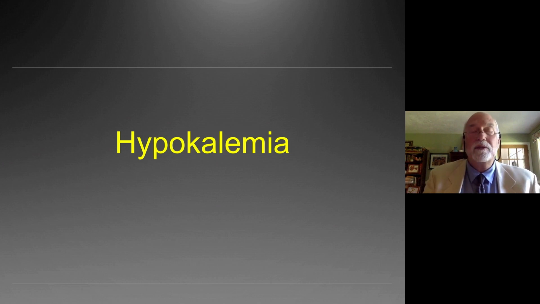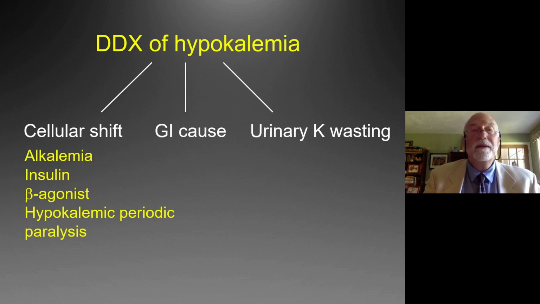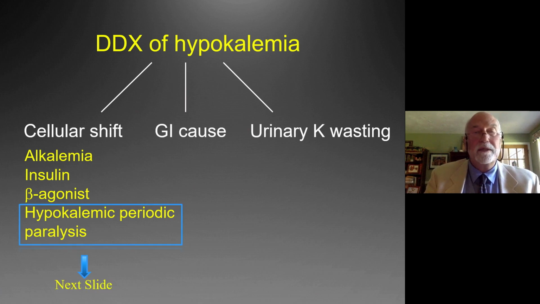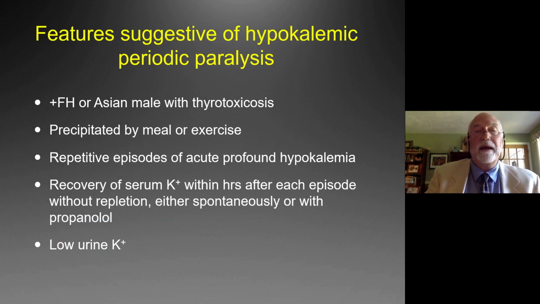Okay, in the final few minutes, we're going to talk about hypokalemia. And here, it's similar in that the cellular shift is the opposite to what we saw with hyperkalemia. This will be enhanced by alkalemia, where potassium will be taken up by cells, insulin, beta agonists, a rare condition called hypokalemic periodic paralysis that we'll mention briefly for the sake of board review. Then there are GI causes and renal or urinary wasting causes, but we'll come to those after a brief side track to hypokalemic periodic paralysis, a favorite boards question.